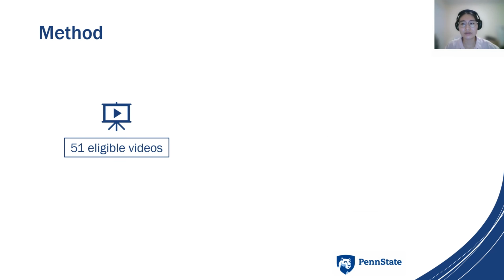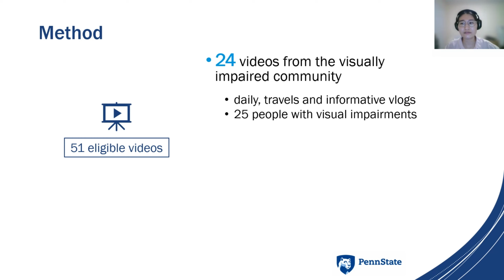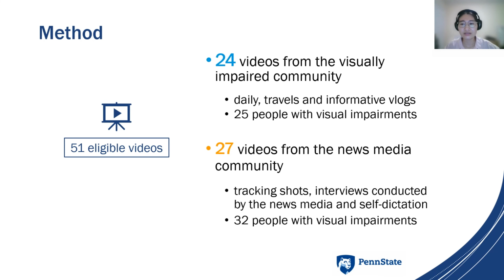Among the 51 eligible videos, 24 videos were created and published by the visually impaired community, including daily, travels, and informative vlogs, where 25 people with visual impairments were involved. 27 videos were published by the news media community, including tracking shots, interviews, and dictation of people with visual impairments, where 32 were involved.